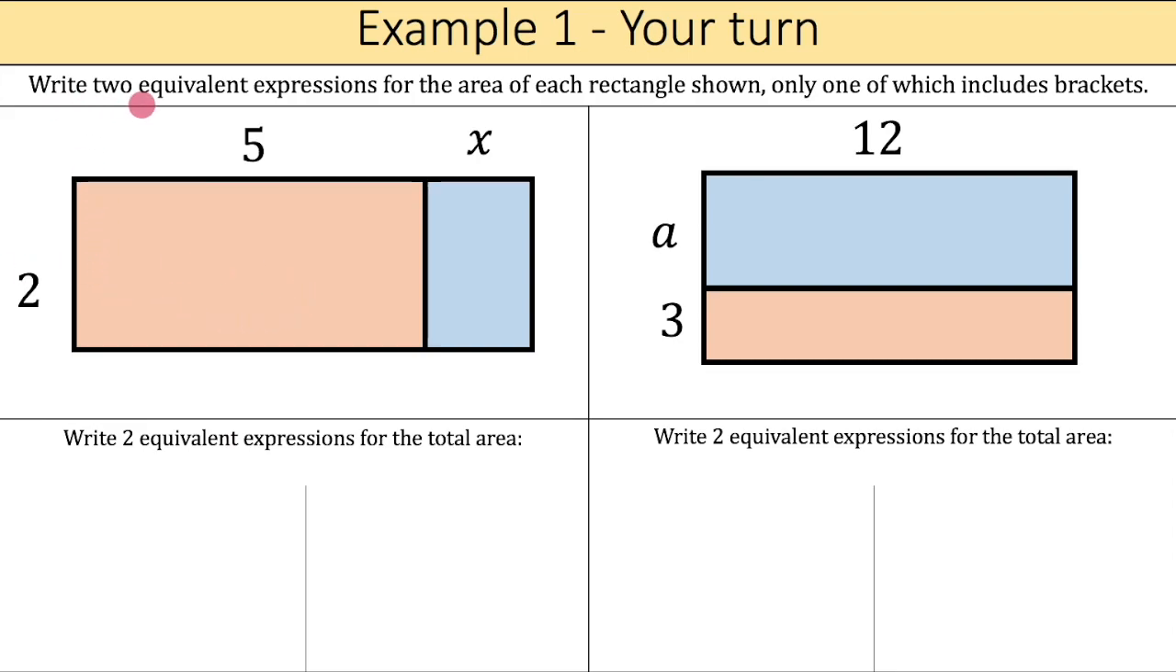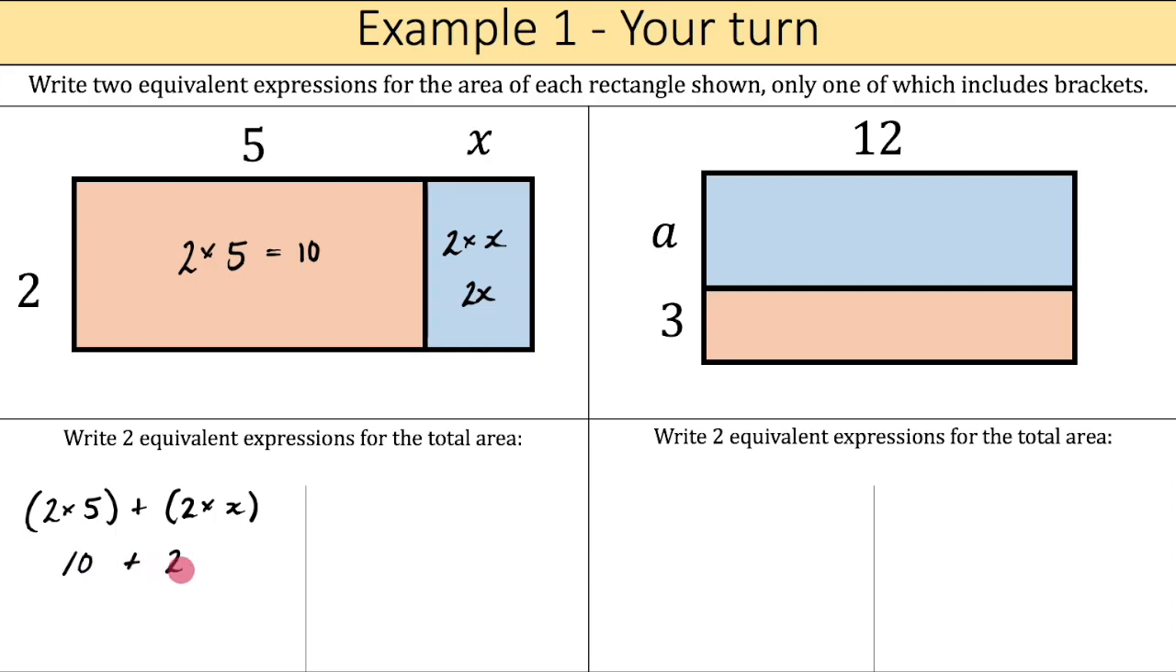So what we need to do is write two equivalent expressions for the area of each rectangle shown, only one of which includes brackets. So let's look at this one first. So if I want to write an expression of the total area, I could simply go 2 times 5 to get the orange area, which is going to be obviously 10. And then to get the blue area is just going to be 2 times x, which is 2x. So one way that I could write my answer is 2 times 5 plus 2 times x, which is the same thing as 10 plus 2x.